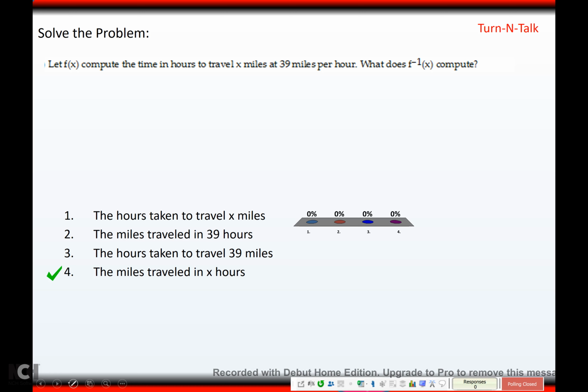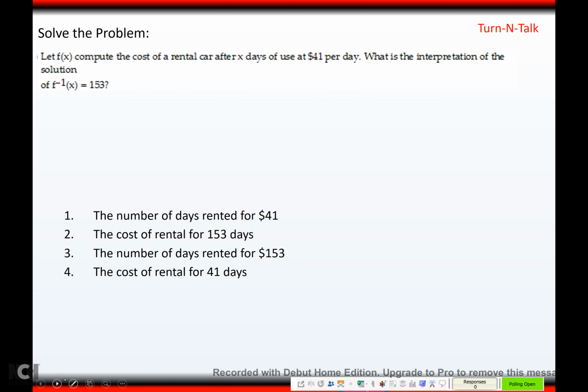All right, so if we said let x compute the time in hours to travel x miles at 39 miles an hour, what does the inverse compute? Backwards, the miles traveled in x hours. Okay, do this one, hit pause, come back when you're ready.